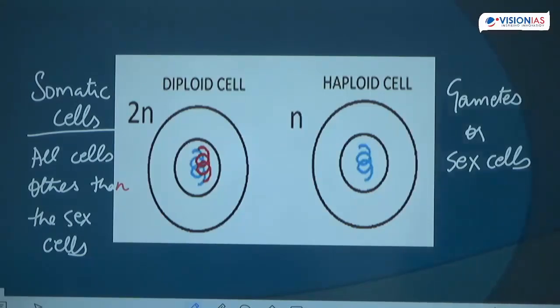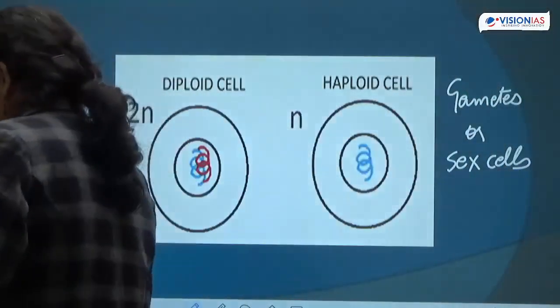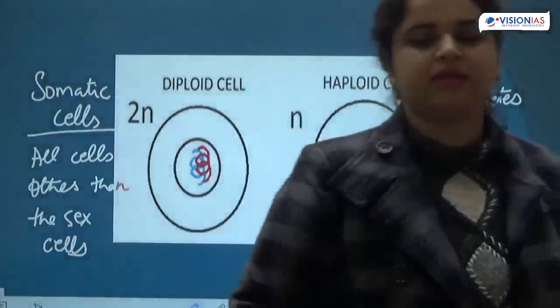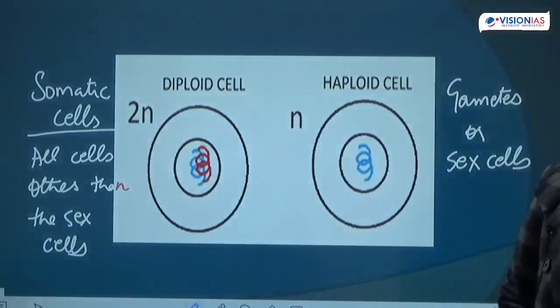Then haploid cell: single set of unpaired chromosomes. They are found in sex cells or gametes.